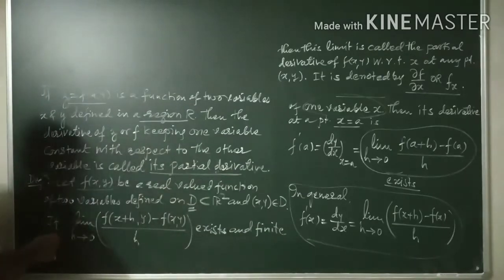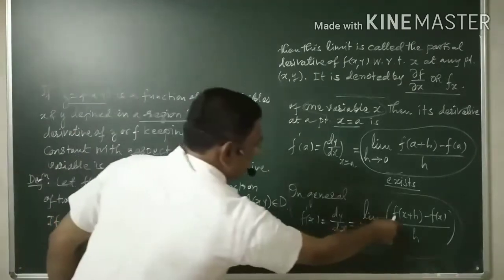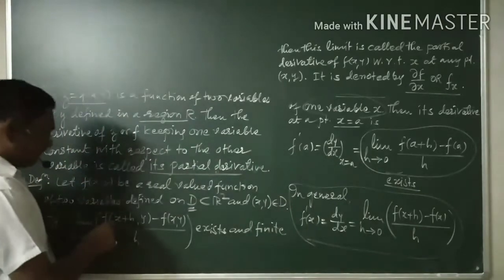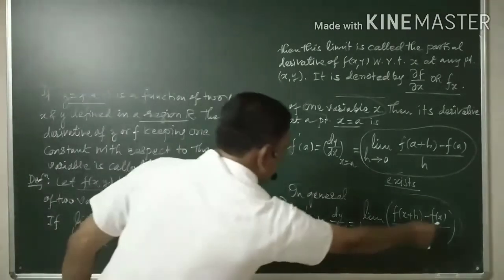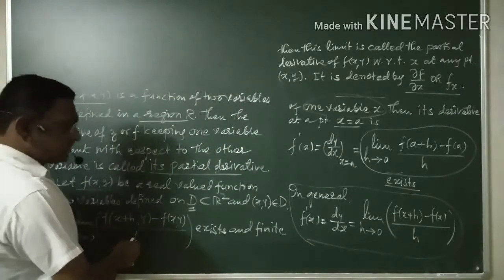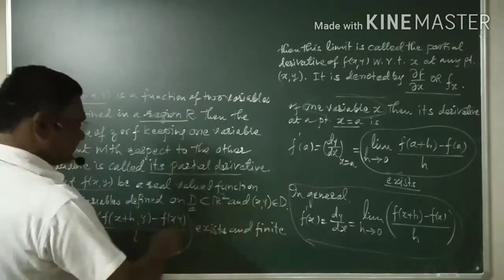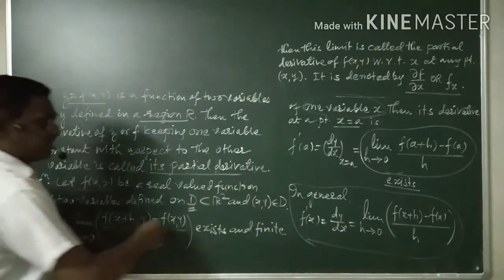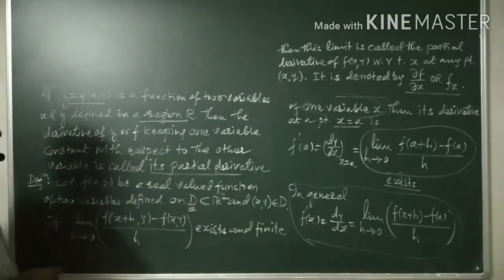Okay, if this limit as h tends to 0 of f of x plus h comma y, minus f of x comma y, divided by h, exists, then you can differentiate it, or you can compare these two definitions.